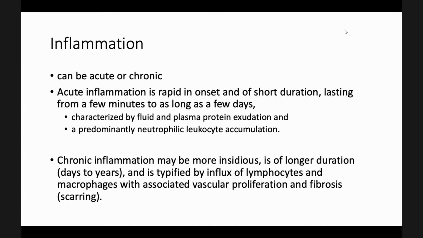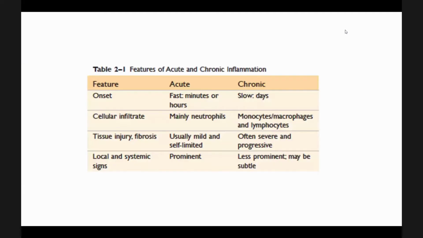While chronic inflammation is more insidious in onset, it's usually of longer duration, taking days to years, and it is characterized by an influx of lymphocytes and macrophages, as well as vascular proliferation and fibrosis resulting in scarring. So this is the diagram that compares acute versus chronic inflammation.